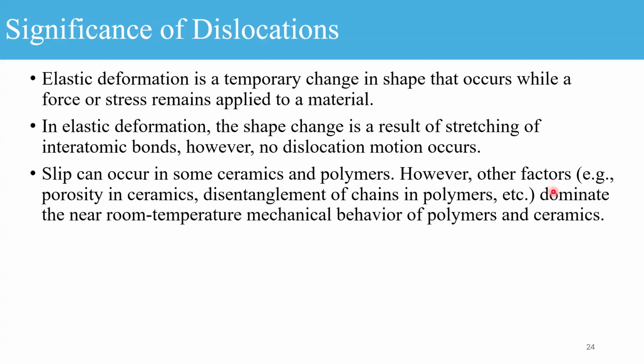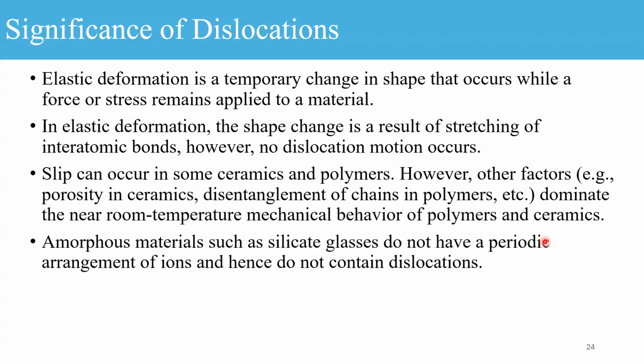Slip can occur in some ceramics and polymer materials too. However, the other factors in ceramics and polymers, such as the porosity of ceramics and the disentanglement of the polymer chains, dominate the mechanical behavior of polymers and ceramics. So they are not as significant for polymers and ceramics as they are for the metallic materials. Amorphous materials such as silicate glass do not have a periodic arrangement of ions and hence they do not contain any dislocations.